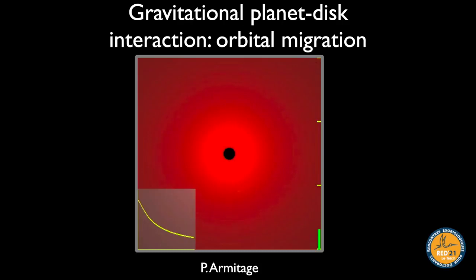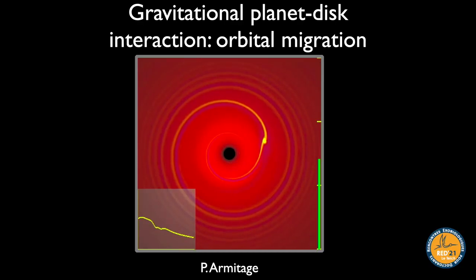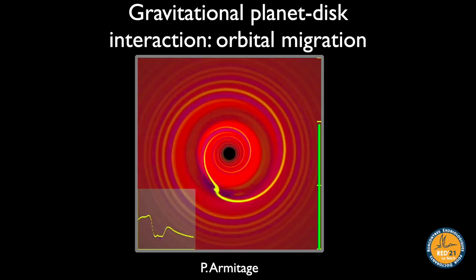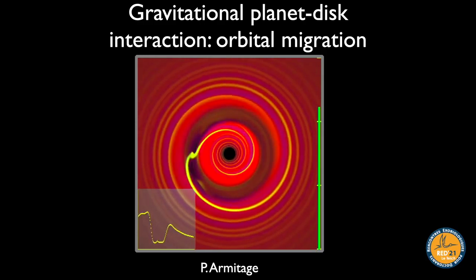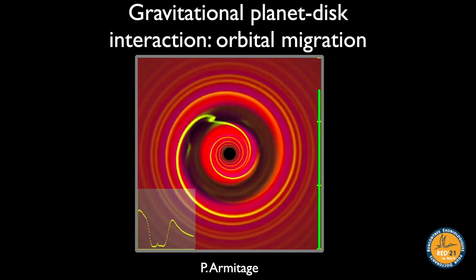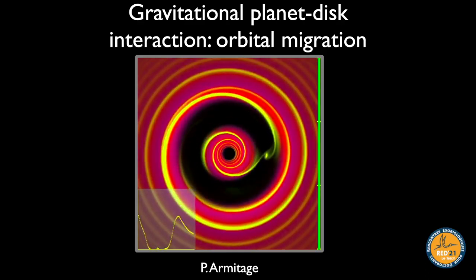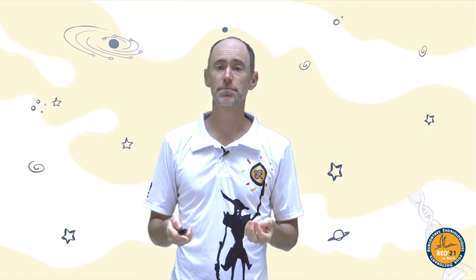The next kind of process to talk about is migration. And what this animation shows here is a growing core, how it interacts with the disk. The mass of this object is being artificially increased as it orbits. But what you can see is these spiral density waves are getting stronger and stronger as it gets more and more massive, and eventually a gap is carved. Right? And this happens because of gravitational interactions between the planet and the disk. And this leads to orbital migration.